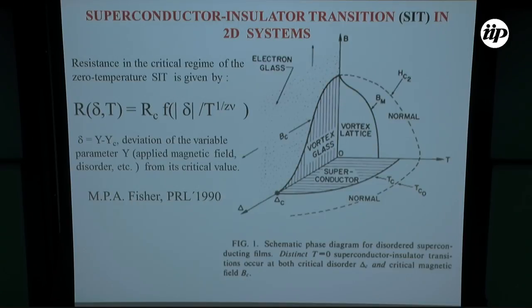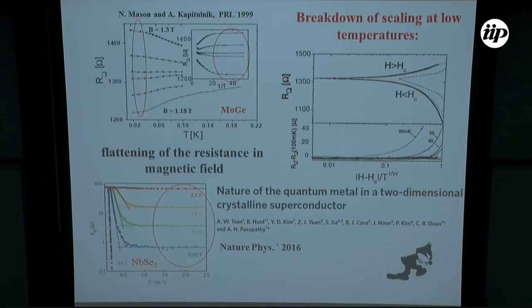you have uncondensed both Cooper pairs and uncondensed vortices. But this is just at the critical value of the critical parameter, and just above that you expect an insulating state of superfluid vortices. This is the scaling that was proposed by Fisher.